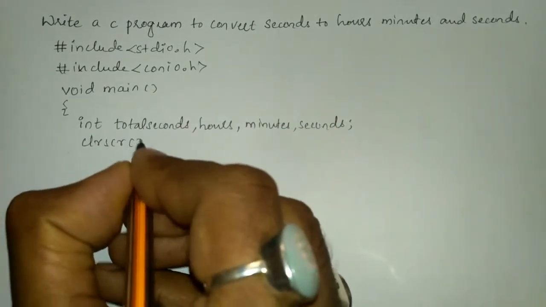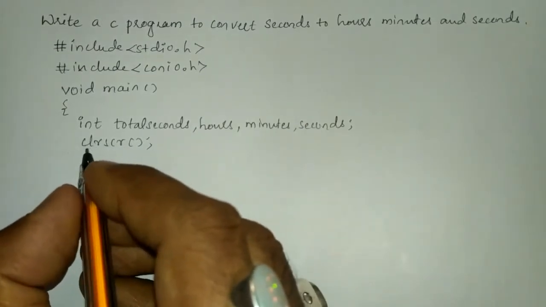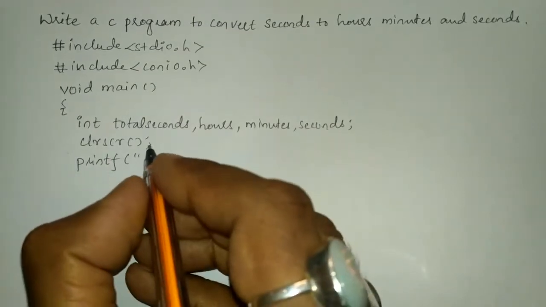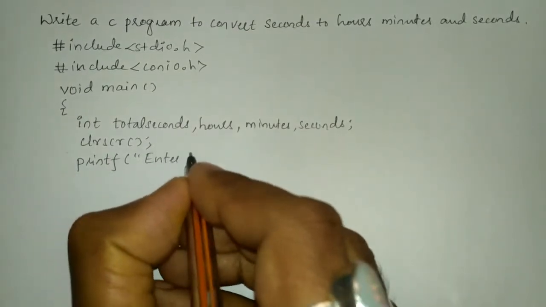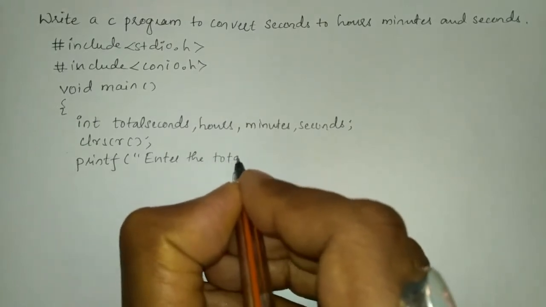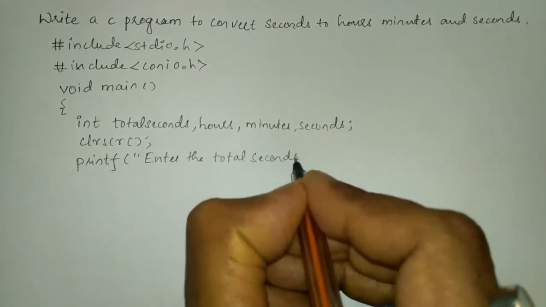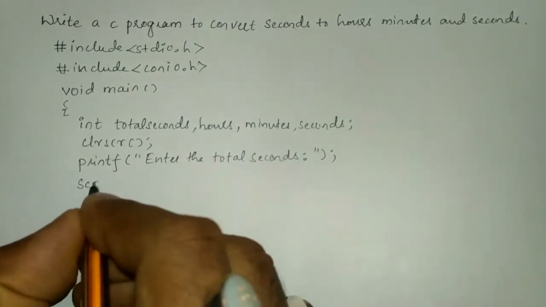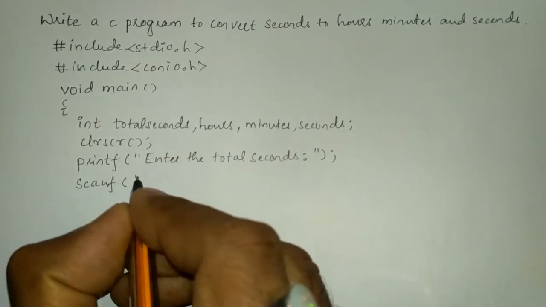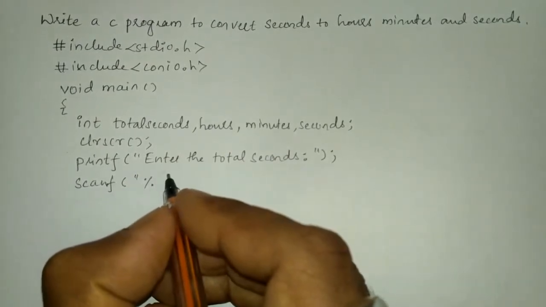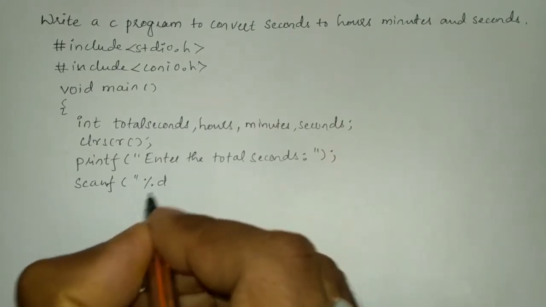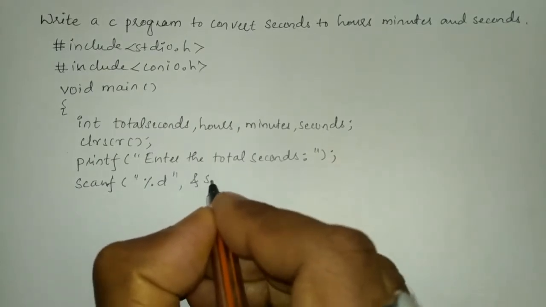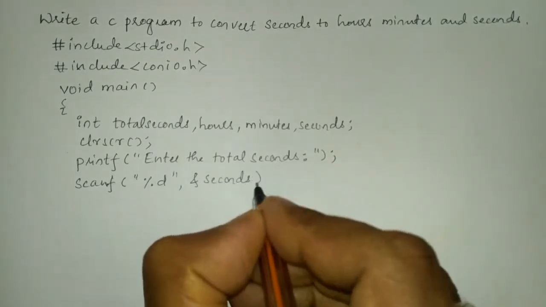The clrscr function is used to clear the screen, and now we'll write a printf statement. In this we are going to ask the user to enter the total seconds. End the double quote, put semicolon. To receive the value we are going to use the scanf function. In double quotation marks we write the format specifier %d, end the double quotation mark and put comma, ampersand seconds. So we are going to enter seconds.